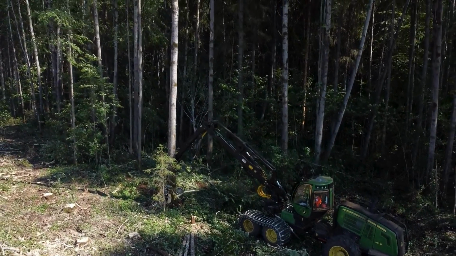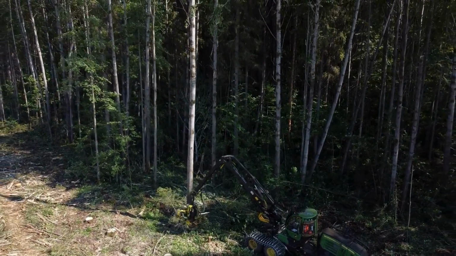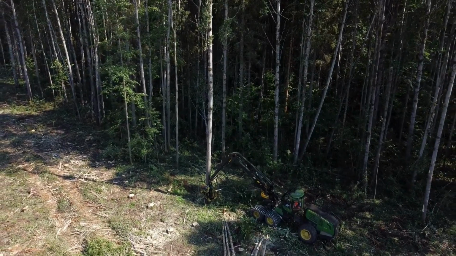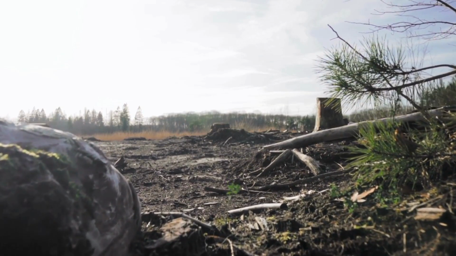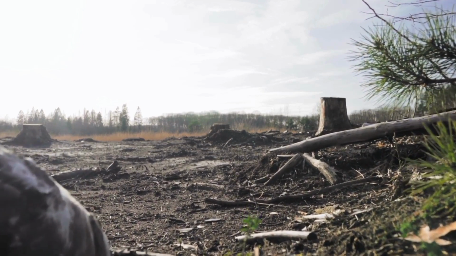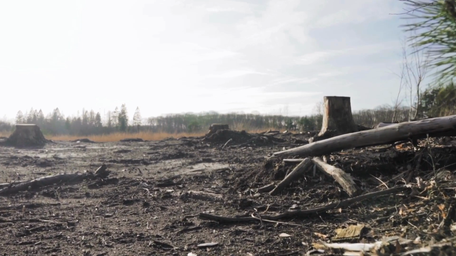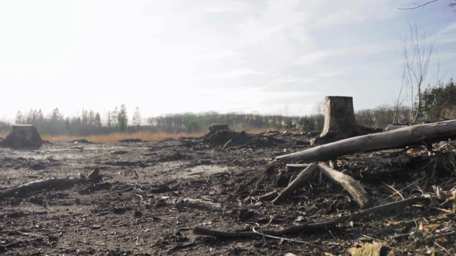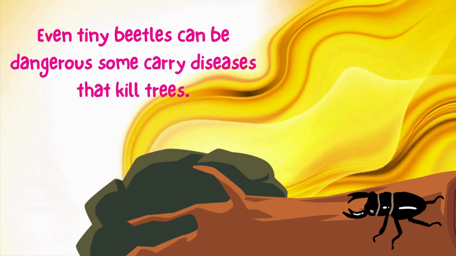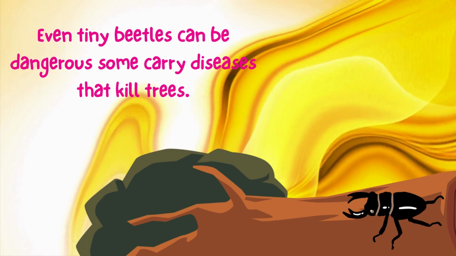Trees are chopped down so the wood can be used for food and to make paper. Forests are cleared so land can be used for farming and to build towns and roads. Even tiny beetles can be dangerous. Some carry diseases that kill trees.